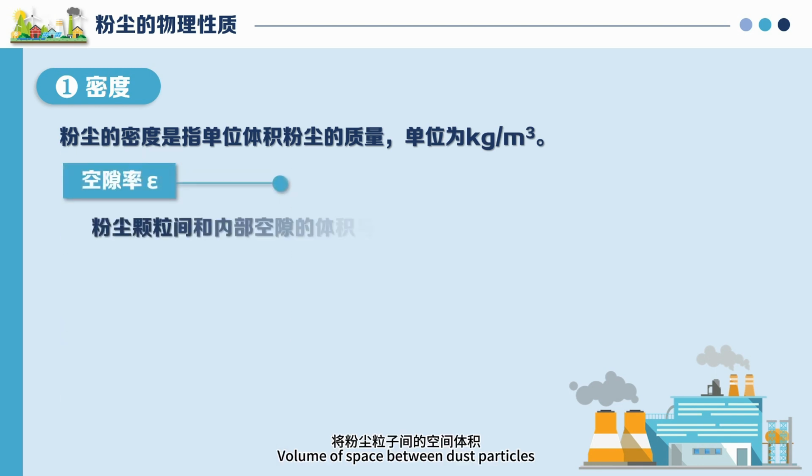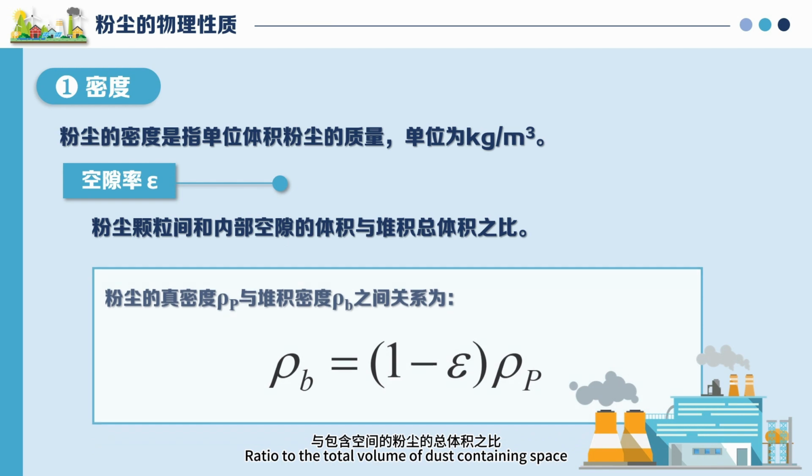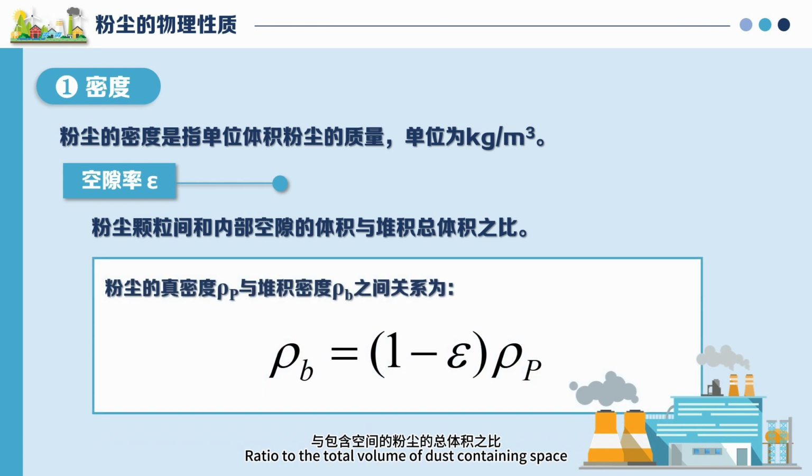The ratio of the volume of space between dust particles to the total volume of dust including the space is called porosity. The relationship between the true density of dust ρP and the bulk density is shown in the following figure.